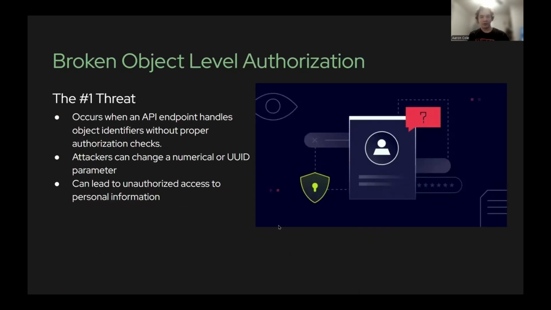So first, I'm just going to talk about some of the threats. Specifically, the number one threat is broken object level authorization. This occurs when an API endpoint handles object identifiers without proper authorization checks. Attackers can just go in and change numerical or UUID parameters, and that can lead to unauthorized access to personal information or business information.